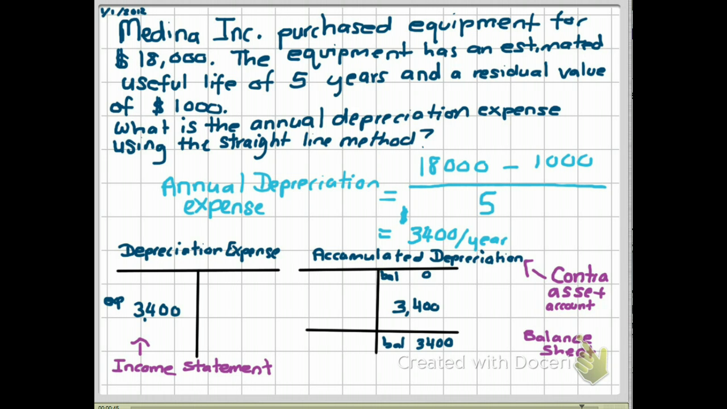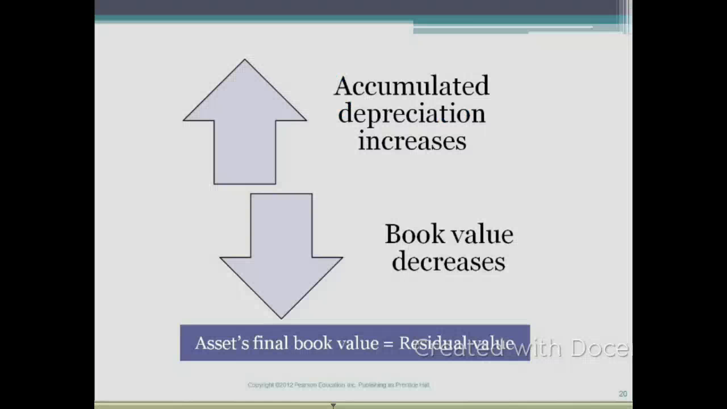One more thing, cost, which is $18,000, minus accumulated depreciation, which is $3,400. The difference is called net book value and will be what's shown on the balance sheet. So for this particular problem, you will have $14,600 on your balance sheet, and that will be called net book value. As time goes by, the accumulated depreciation account increases.